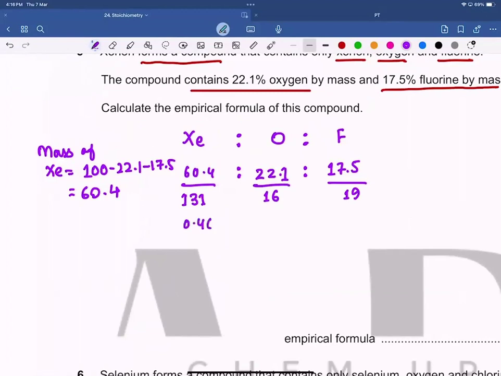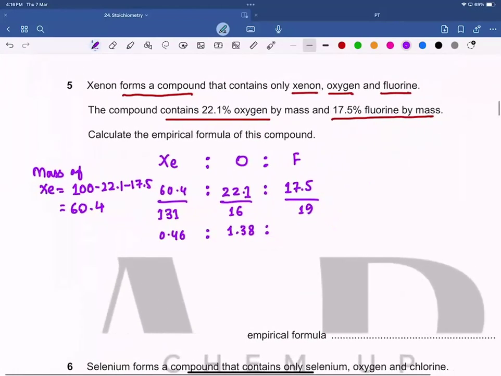Xenon is 0.46, oxygen is 1.38, and fluorine is 0.92. So we got the three values. Is this understandable? Now, which one is the smallest? 0.46. So in the next step, I will divide these by 0.46.